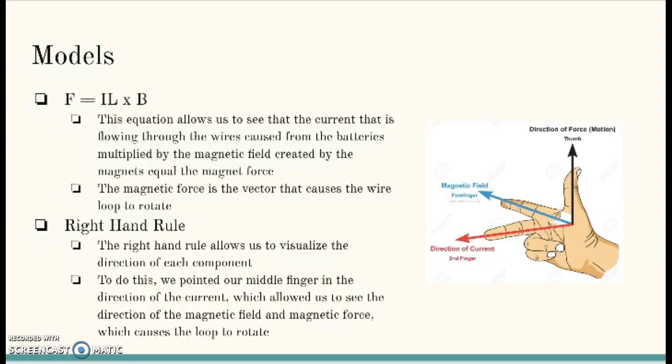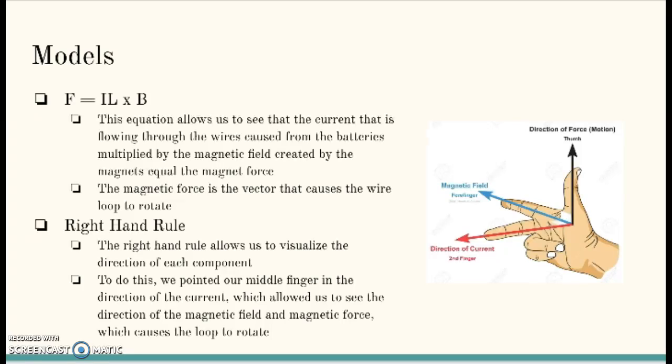The first was the equation F equals IL times B. In this equation, F is the magnetic force, IL is the current, and B is the magnetic field. This equation showed us that the current flowing through the wires, which originates from the batteries, is multiplied by the magnetic field created by the magnets. The magnetic force is the result of this multiplication, and it is what causes the wire loop to rotate.